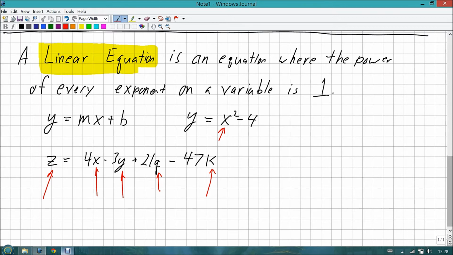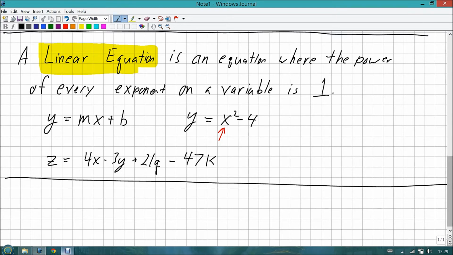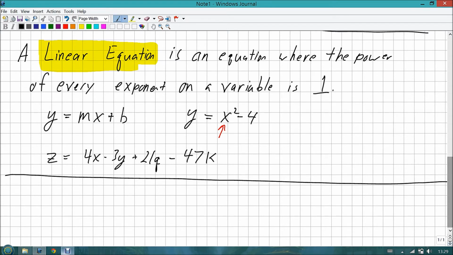What we're going to be working with is not going to be nearly this complicated. We're going to keep it simple. We're going to just work with one variable and maybe sometimes 2 variables later on. We're not going to go into 3 variables in this course. Actually, we are, just not yet. So we're going to keep it to about 1 variable for now, and we're going to expand on it once we get it down. So linear equations are equations where the power of every exponent on a variable is 1.